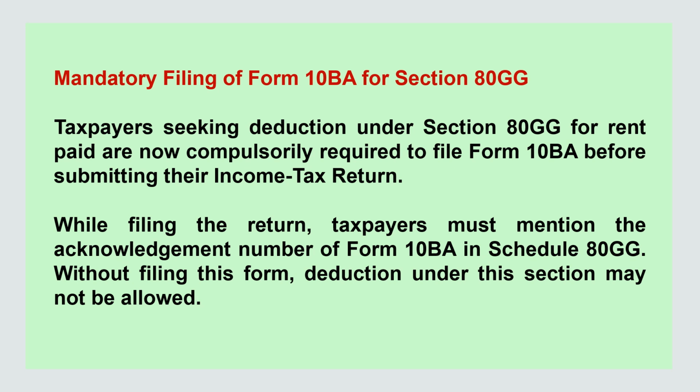Mandatory filing of Form 10BA for Section 80GG. Taxpayers seeking deduction under Section 80GG for rent paid are now compulsorily required to file Form 10BA before submitting their income tax return. While filing the return, taxpayers must mention the acknowledgement number of Form 10BA in Schedule 80GG. Without filing this form, deduction under this section may not be allowed.